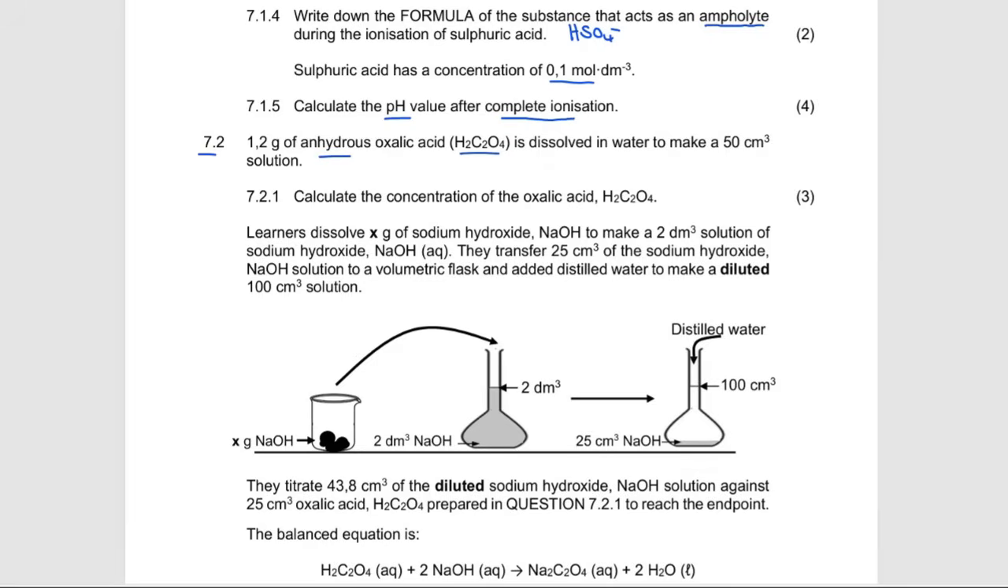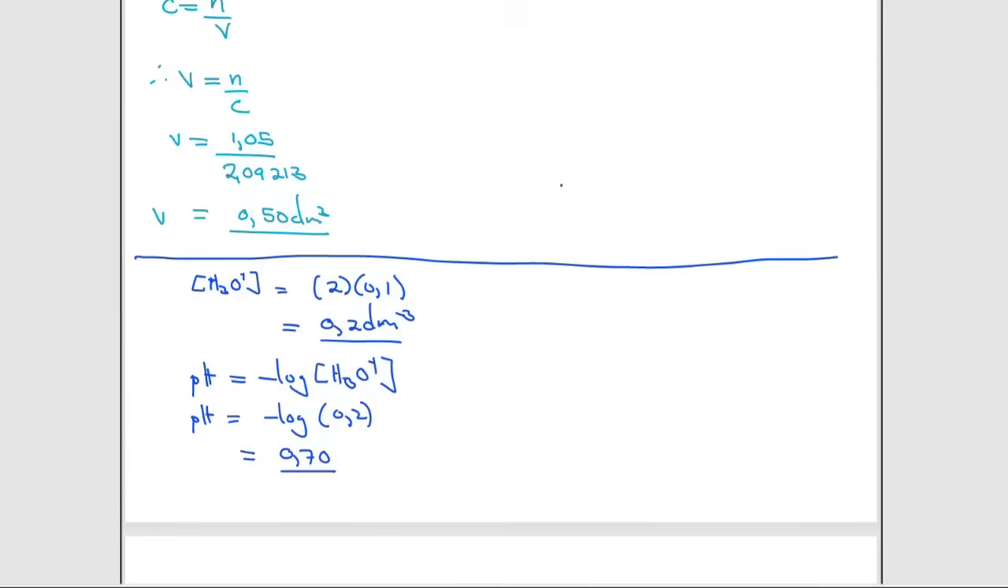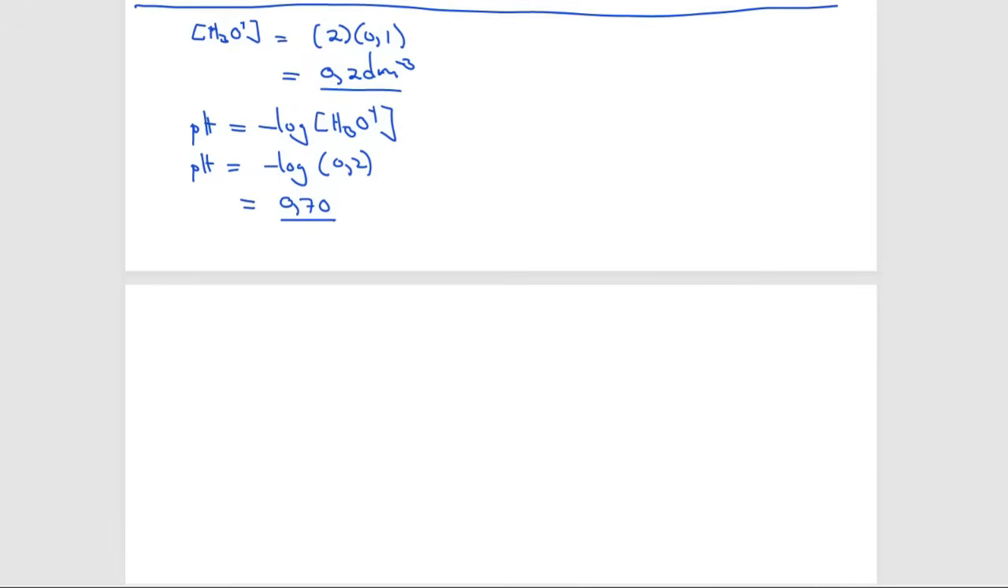Then moving on to 7.2, it says here 1.2 grams of anhydrous oxalic acid, which is H2C2O4, is dissolved in water to make a 50 cubic centimeter solution. Then we are asked to calculate the concentration of the oxalic acid, H2C2O4, right? So now I'm going to say concentration is equivalent to, I'm going to opt for this formula, C is equivalent to m over MV, right?